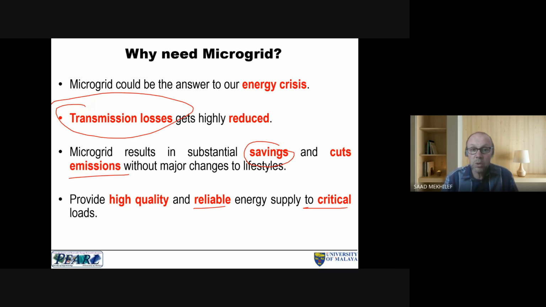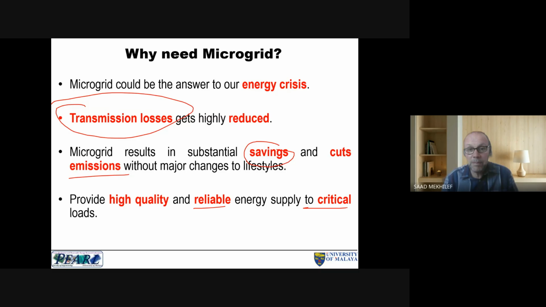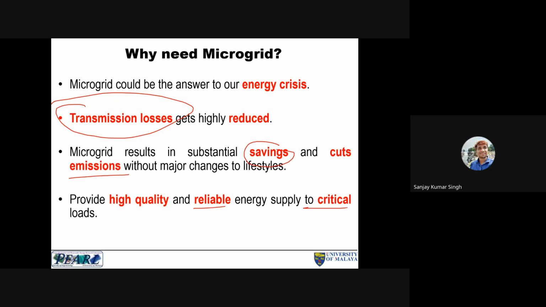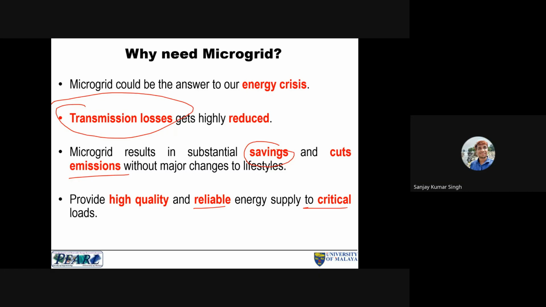Anyone knows some critical loads? Can you give me an example of critical loads? Medical loads, hospital loads. Yeah. Even the hospital may not be entirely critical. Maybe one part of the hospital, for example, the operating room. So that is very critical. For example, the surgeon is doing the operation, suddenly the light turns off. Yeah, we are losing people's lives. Any other examples of critical loads? Perhaps the control and communication of certain critical equipment.